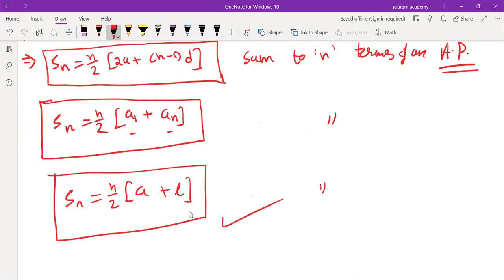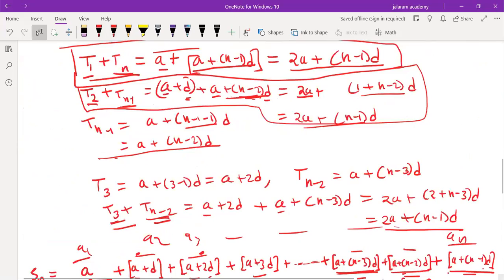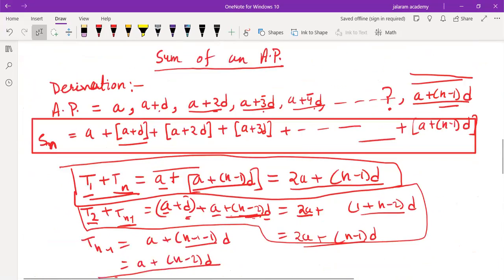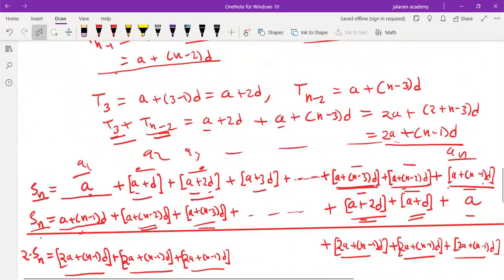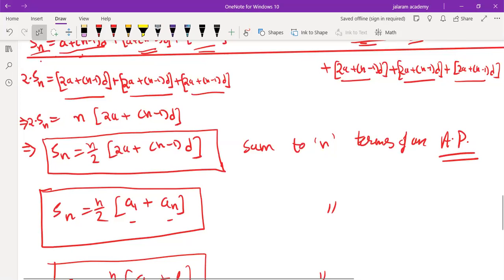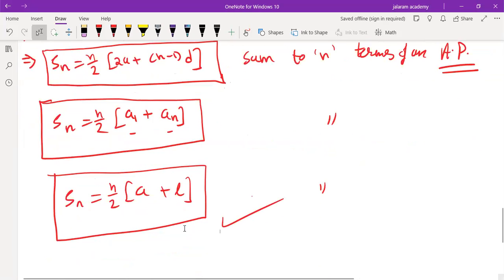So revise this derivation again and again. It is mostly asked in exams. Remember. So prepare it for the next session. In the next class, we will discuss the sums related to the sum of an AP. So first prepare this and learn it.